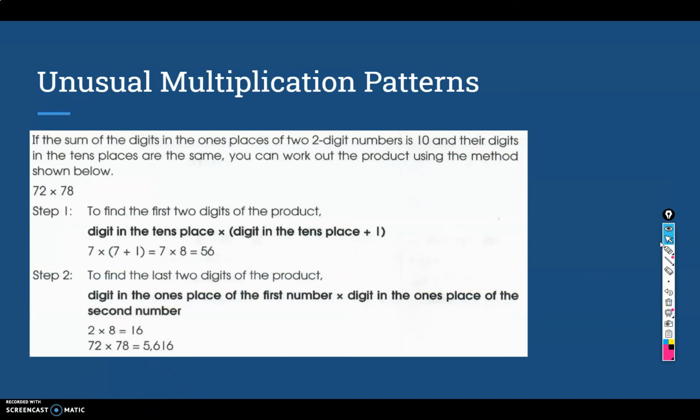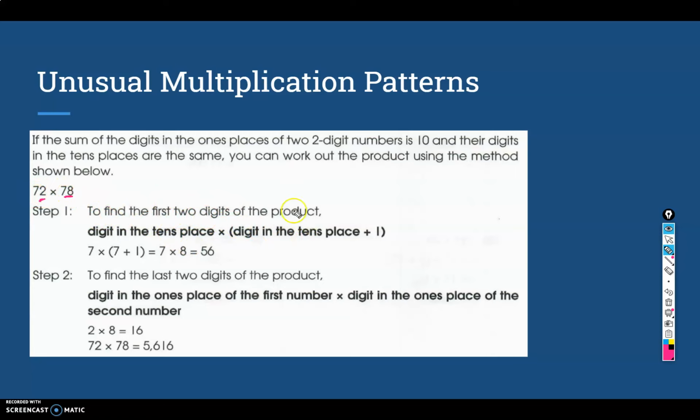Alright, so our final pattern for today is unusual multiplication patterns, right? If the sum of the digits in the ones places of the two-digit numbers is 10, and their digits in the tens places are the same, you can work out the product using the method shown below. Note that these numbers, 2 and 8, have to add up to 10, so it isn't applicable to every single number that has the same tens digit. Their ones digits have to add up to 10. Alright, so we're going to do 72 times 78.